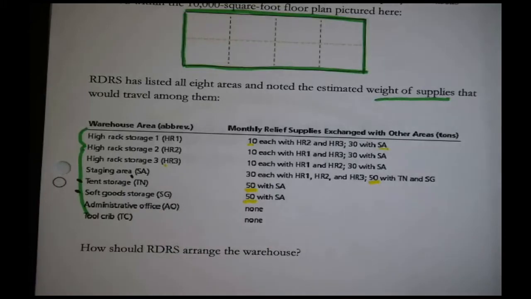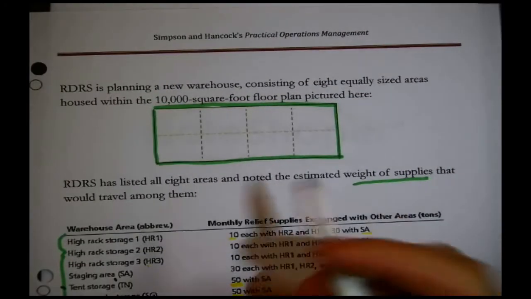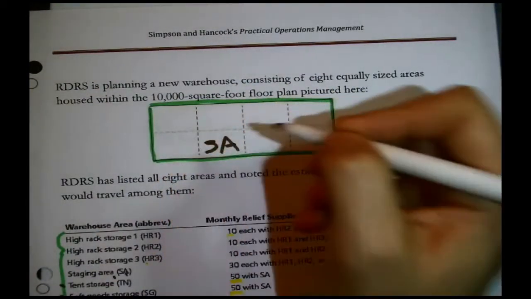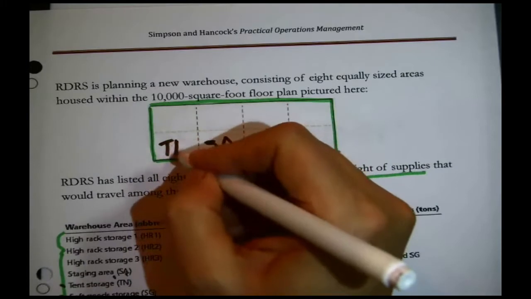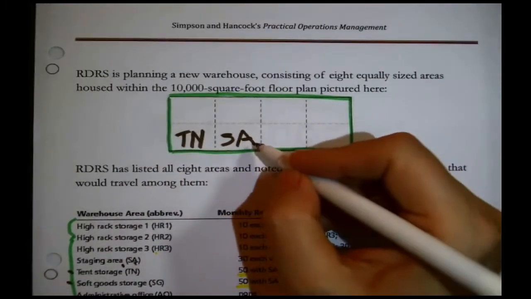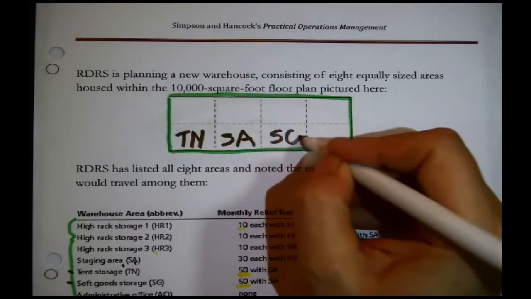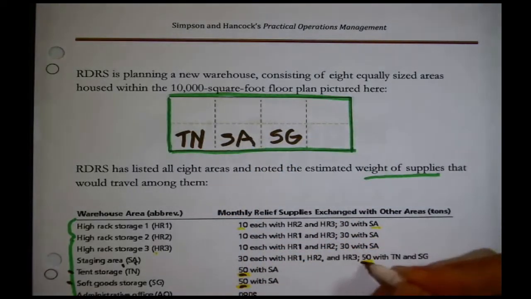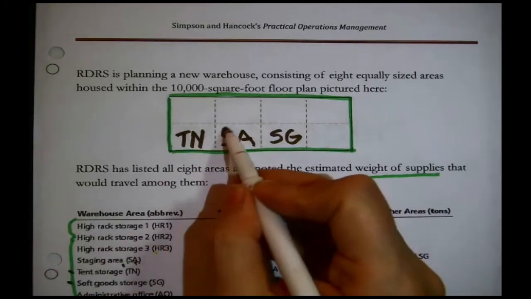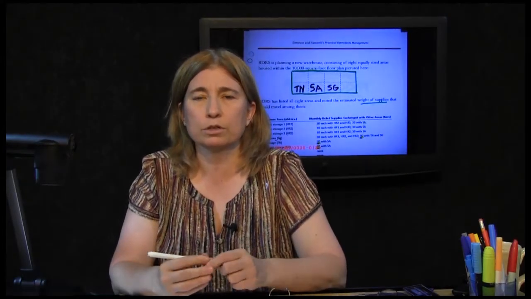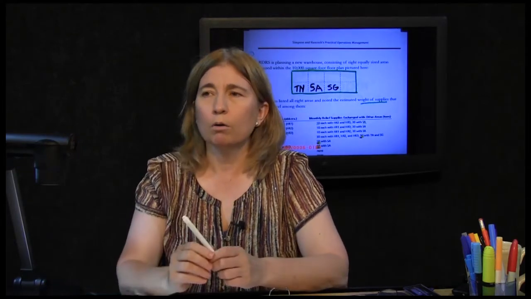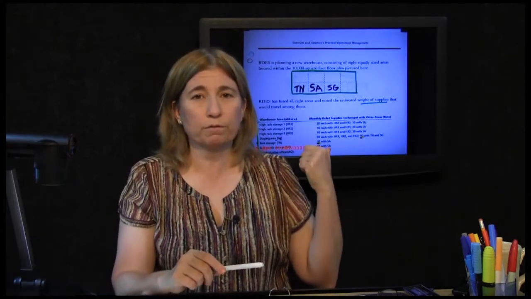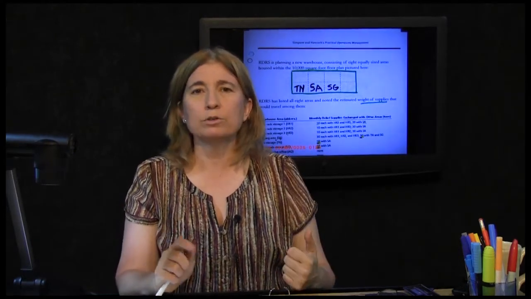So right away I'm tempted to say, let's see, I would want to put this in between them, right? So they could both be neighbors. So if I put the tent storage there and then put staging area here, I could put soft goods on the other side. That way, they are neighbors, and that's good because lots of stuff passes between them. Now notice, I just made my first decision concerning the warehouse. Now, what we basically need to do is to fill in the rest of that. How would you keep going?